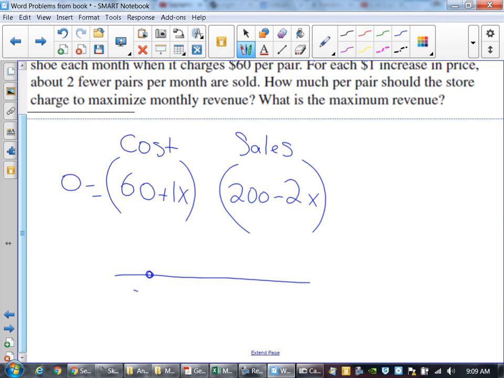And negative 200. Whoa. 100. Now, if I FOILed this out, would your A value be positive or negative? Negative. And plus, it also asked you for a maximum, didn't it?